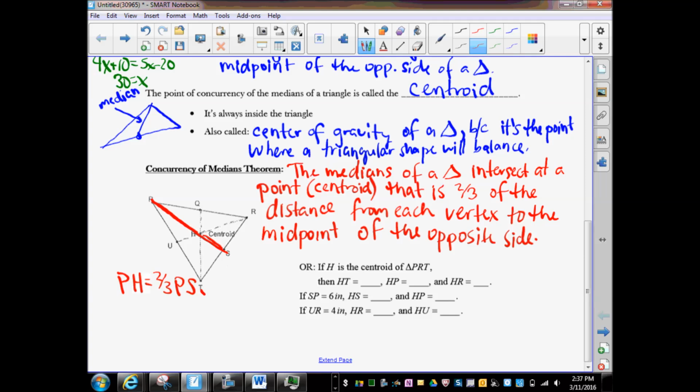And thus the little guy, HS, is equal to one-third of the whole thing. So we have our entire median. The centroid is two-thirds of the distance away from your vertex, one-third of the distance away from the midpoint. Okay, so let's do this for our other ones.